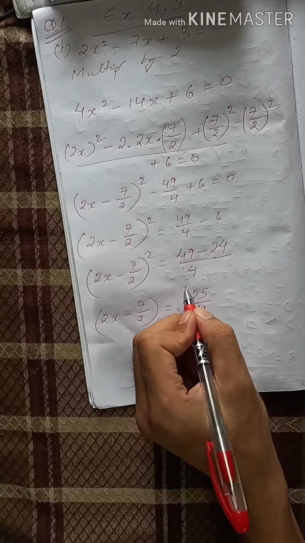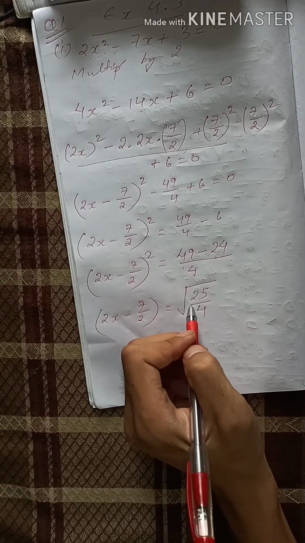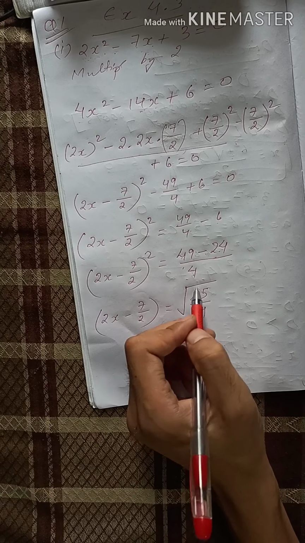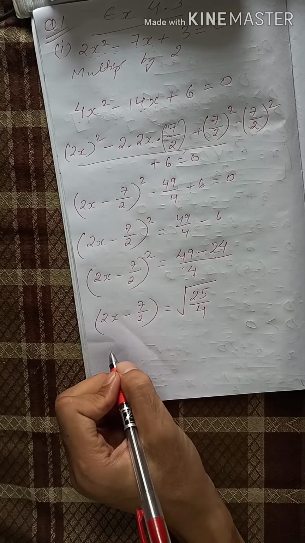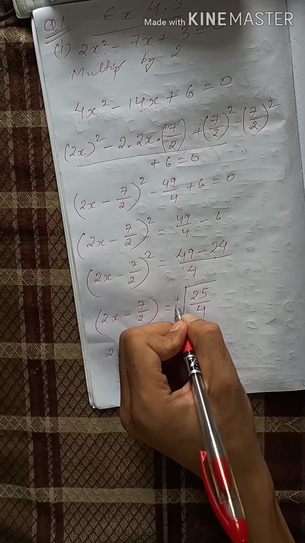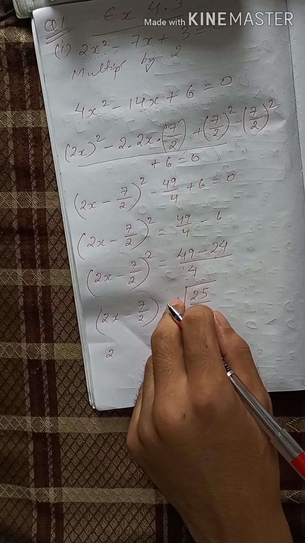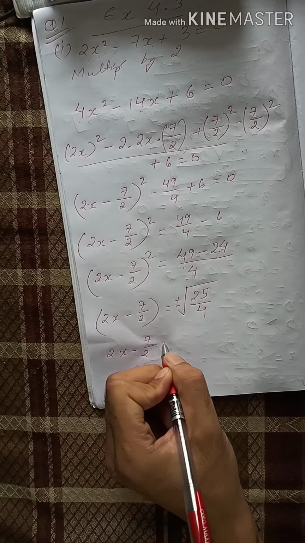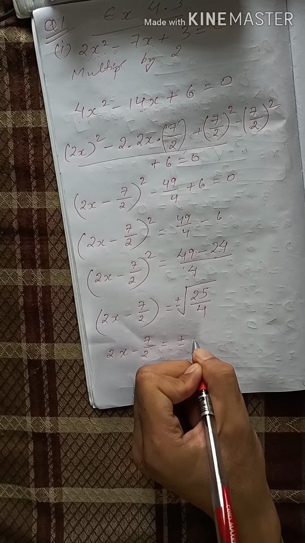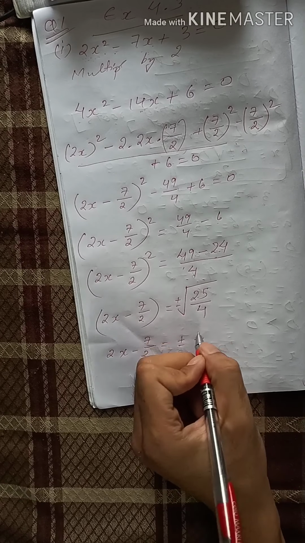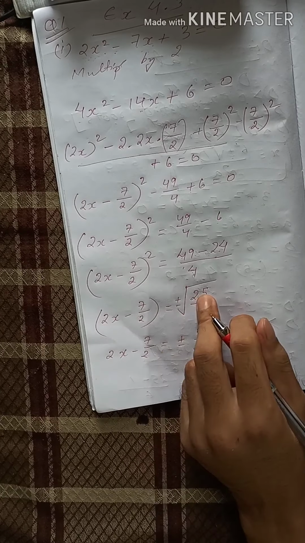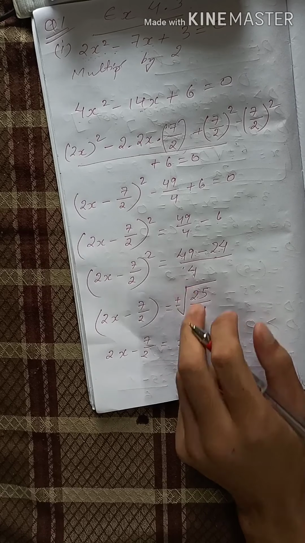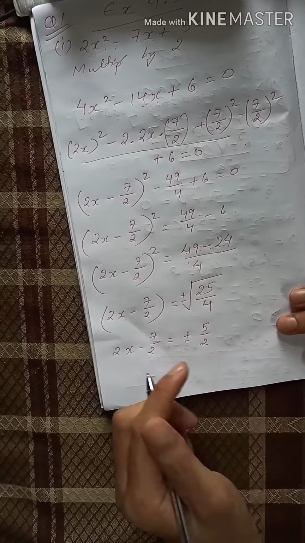The square will come here, it will become square. We're shifting it to the right hand side, it becomes square root. So what do we get here? Plus minus. Okay, when there is a square root, there should always be plus minus. So 2x minus 7 by 2 equals plus minus 5 by 2. 5 square, 2 square, it will cancel out the square roots and we get here plus minus 5 by 2.